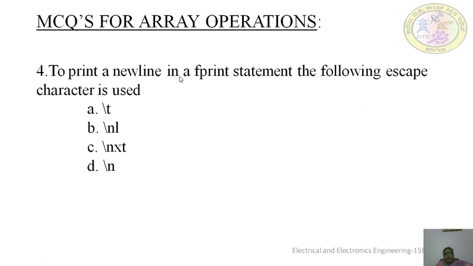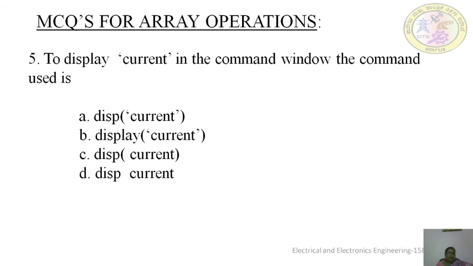To print a new line in an fprintf statement, the following escape character is used. So which character are we going to use? We are going to use D, that is backslash n. To display current in the command window, that means I want to display the text in the command window, I will write it as disp current. The solution is A.